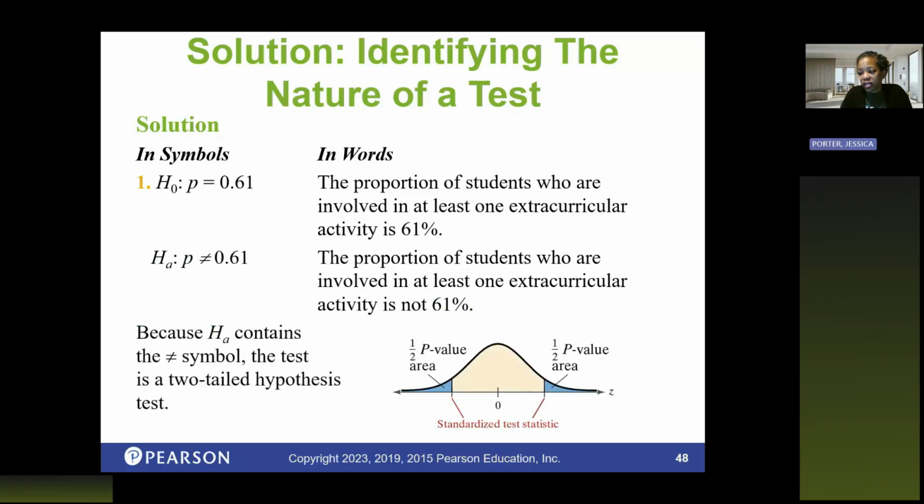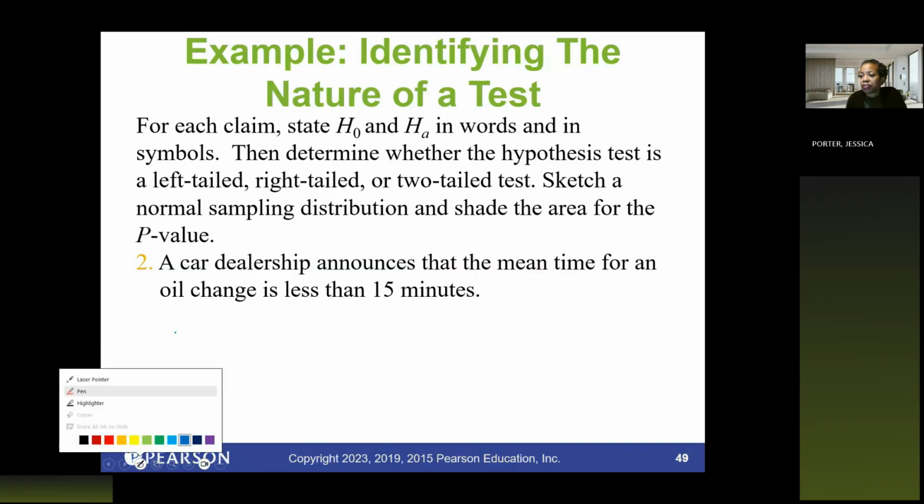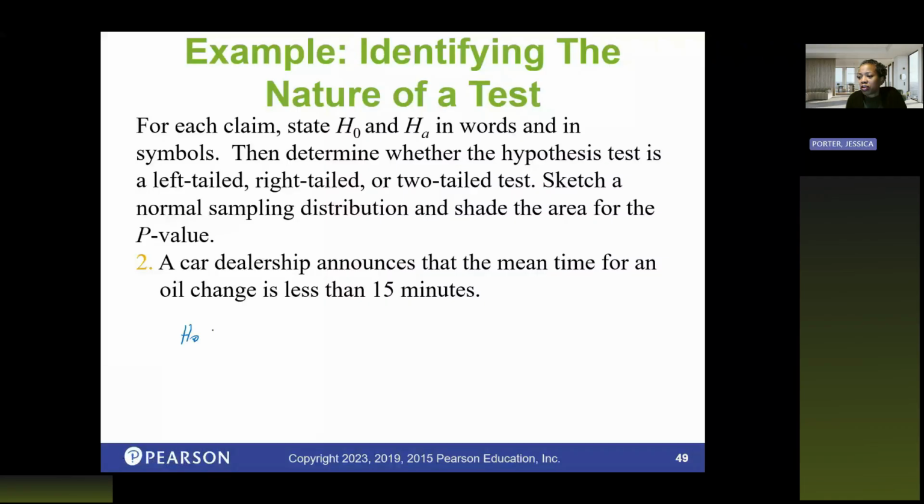Half the p-value area is in the left, and half the p-value area is in the right. What about a car dealership announces that the mean time for an oil change is less than 15 minutes? We recall H sub 0, the mean greater than or equal to 15, and the alternative less than 15 minutes.